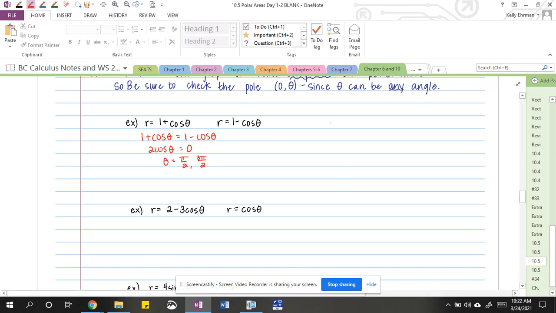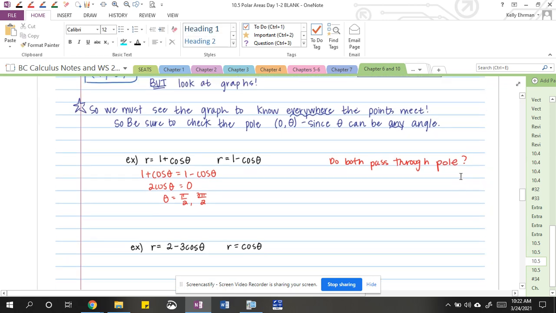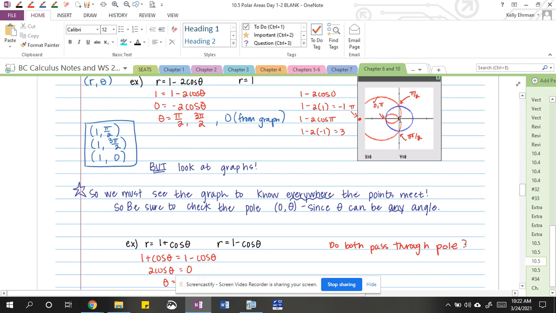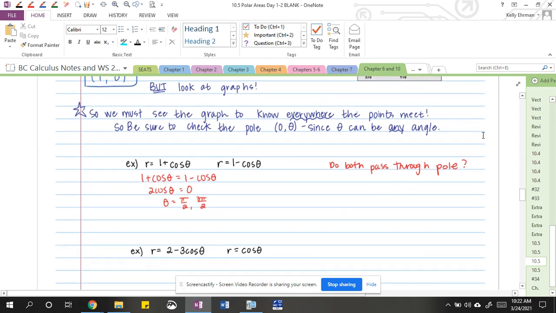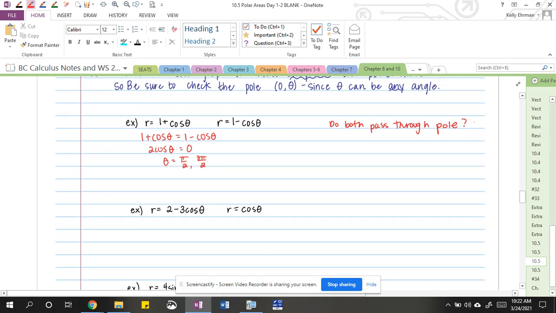Don't forget to check the pole. Do both pass through the pole? Not every polar curve passes through the pole. That circle, the blue circle, never hits the pole. It doesn't have a point on the pole. So, that's why I say, do they both pass through the pole? So check that out. 0 equals 1 plus cosine theta, so -1 is cosine theta. So the first polar curve hits the pole at pi.